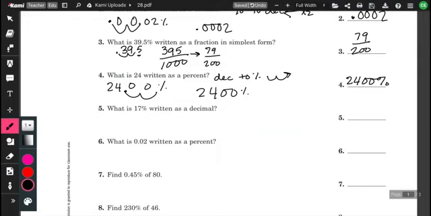Number 5, we have what is 17% written as a decimal. So I'm going to put 17% and move it twice to the left. If we're going from percent to decimal, we move 2 to the left. So then my number will be 0.17.